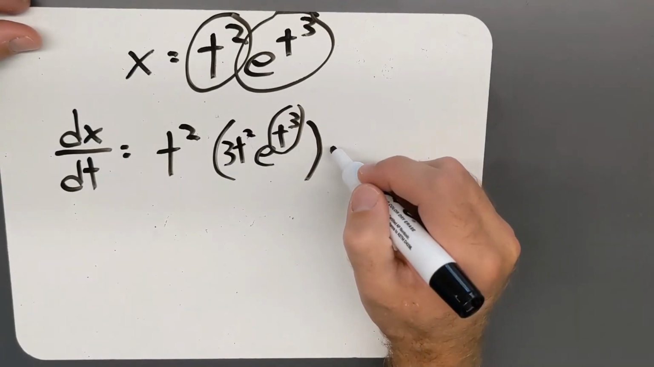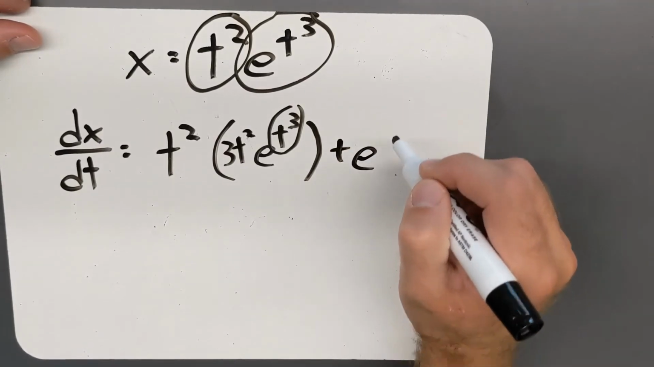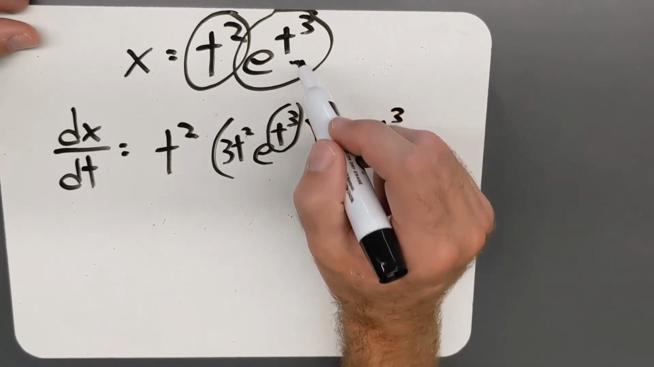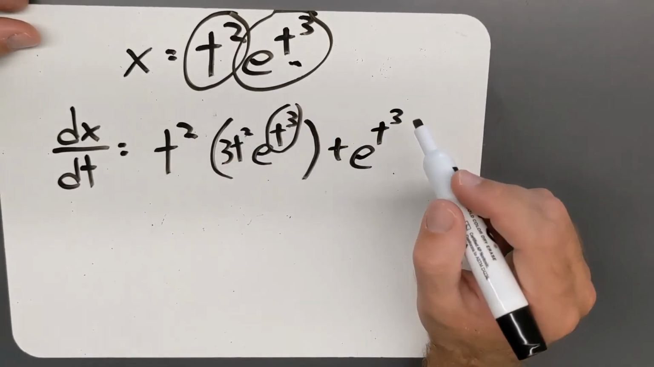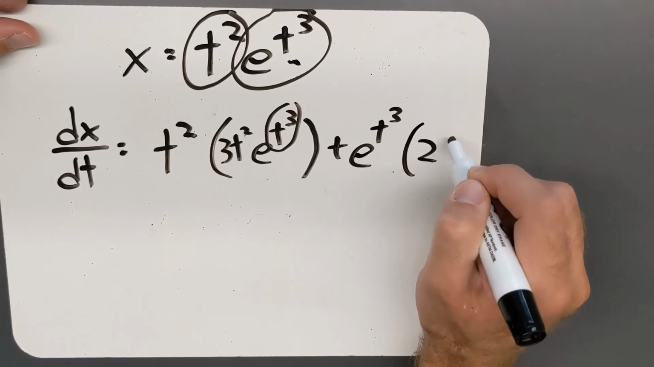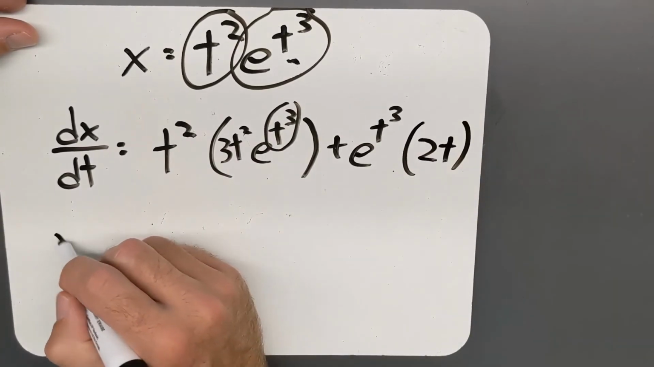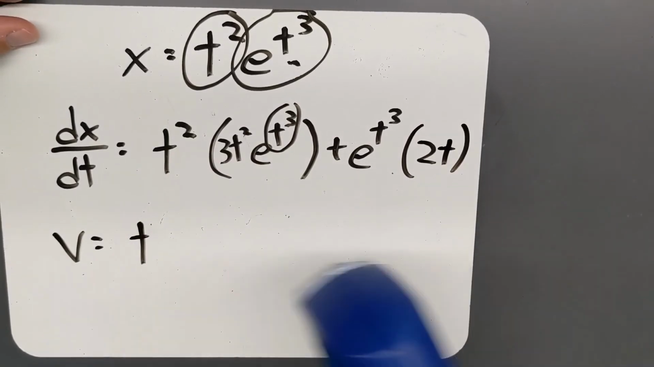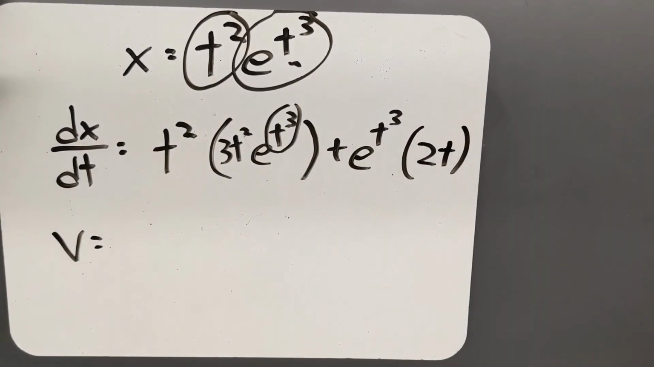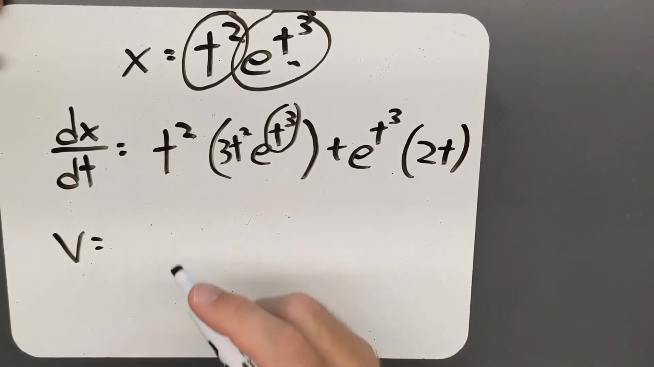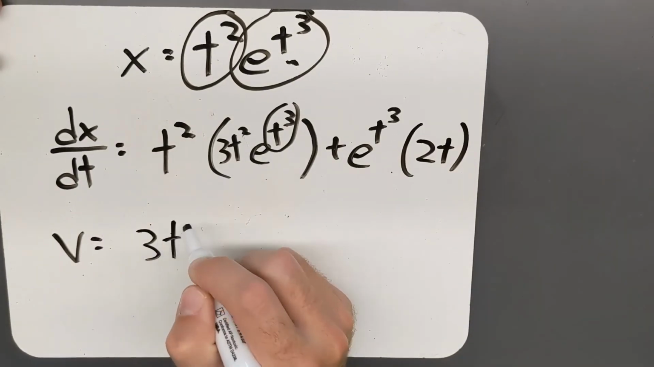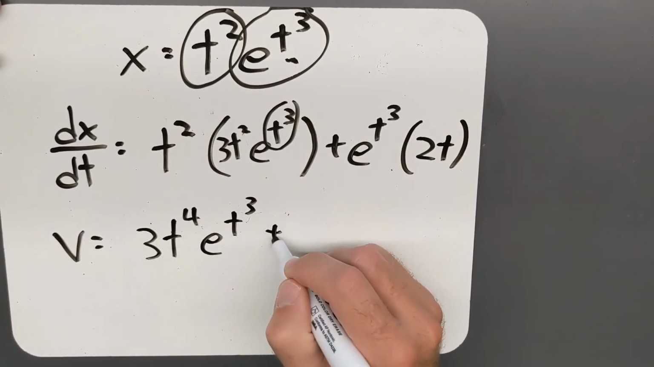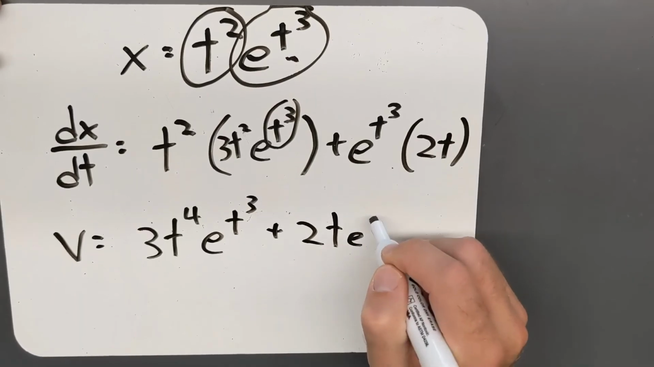Now, plus, remember, plus the second times the derivative of the first. So there's the second, and our first is t squared, so we take the derivative of that. That is just 2t. So our final thing, we can even call this velocity since it's physics. We've got t squared times 3t squared, which gives us 3t to the fourth e to the t cubed, plus 2t e to the t cubed.